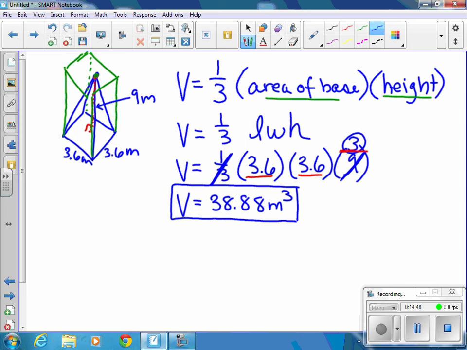If you didn't want to simplify first, I would have just multiplied all of this, 3.6, 3.6, and 9, and then I would have divided it all by 3. And I still will come out with the same answer. So if you want to do it that way too, that's perfectly fine. Just make sure you are showing your work and make sure that you are coming out with the same answer that I'm coming out with, because you still will.